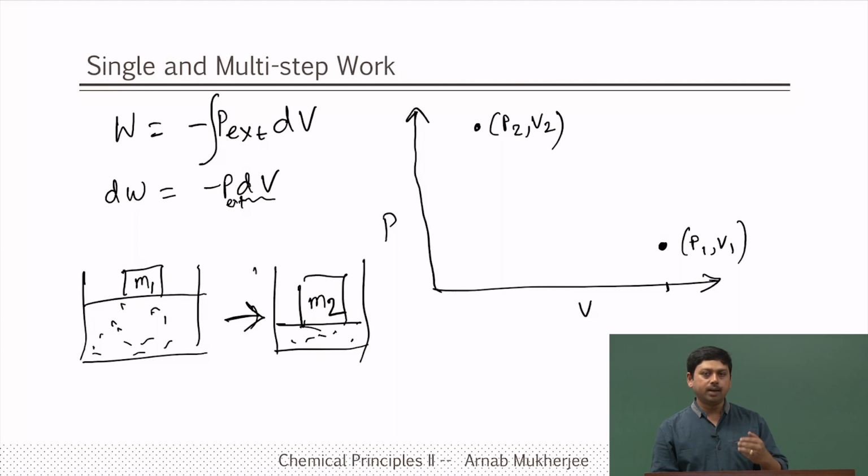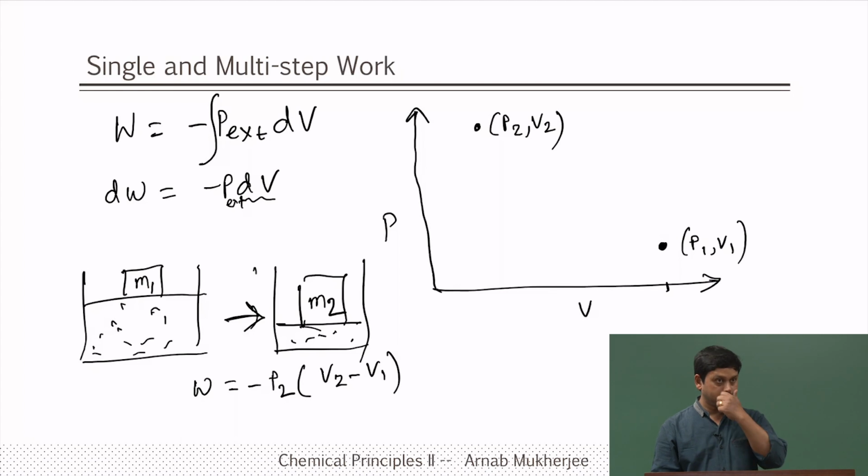I said that we always have to consider the final pressure, because that is the pressure the system is going to equilibrate to. Since I changed to m 2, my external pressure is P 2. So, the work done in this process is minus P 2 times V 2 minus V 1, right, because that is the final state that we are going to reach, P 2 and V 2.